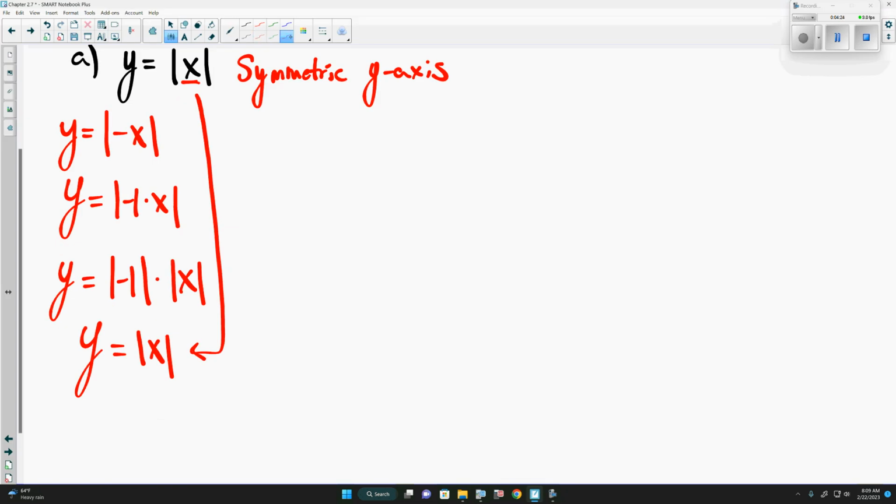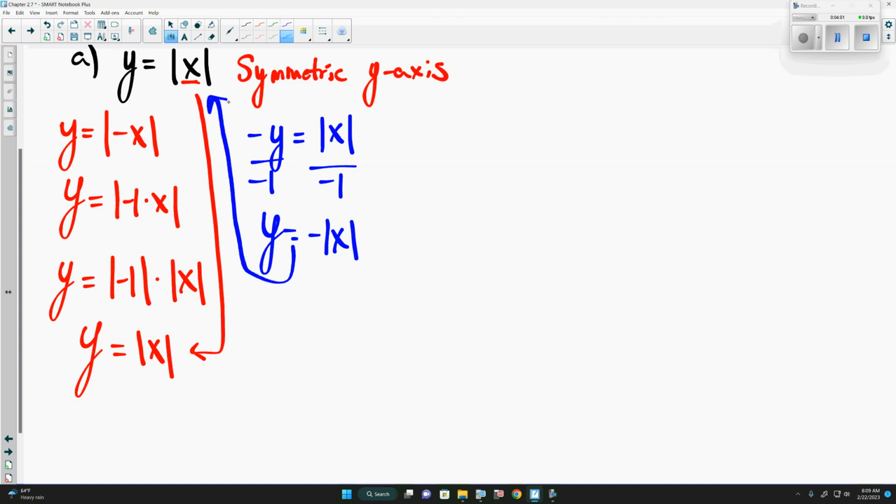Now if we did the same thing, but for the x-axis, we said negative y is equal to the absolute value of x. Here, again, for any equation, we need y by itself. We need it to be positive. So we can divide both sides by negative 1. It will give us positive y again. But here we have negative absolute value of x. Are these the same? No. So it's not symmetric to the x-axis. It's not reflected across the x-axis.